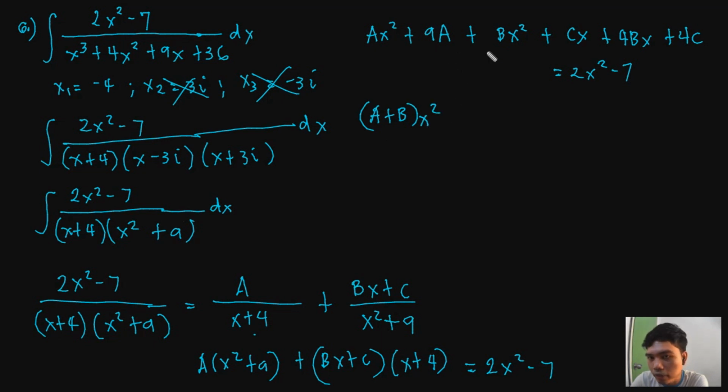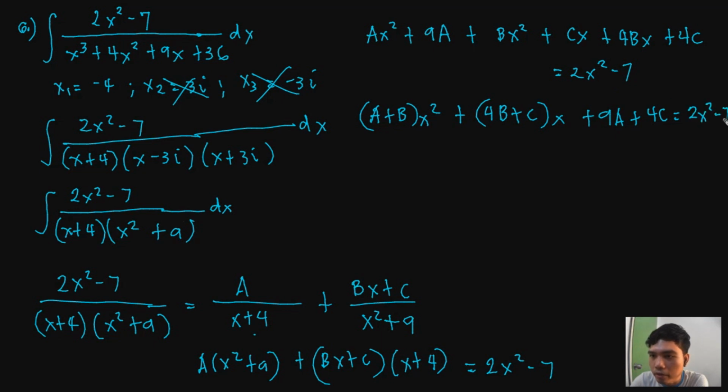Okay, so kita nyo naman yan. Then how about yung may x lang? Ang may x lang is, sino ba may x lang? Siyempre, yung iniwan. So, anyway, so we have 4b plus c dito. 4b plus c, and then yun yung x. And then yung constant natin would be 9a plus 4c. So that is plus 9a plus 4c. This is equal to 2x squared minus 7.